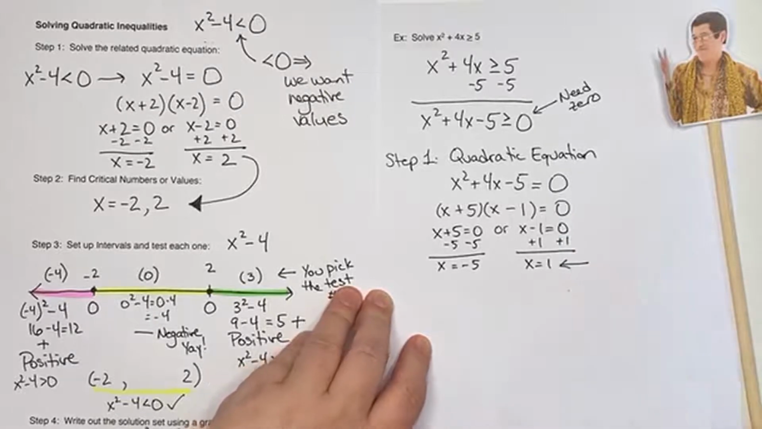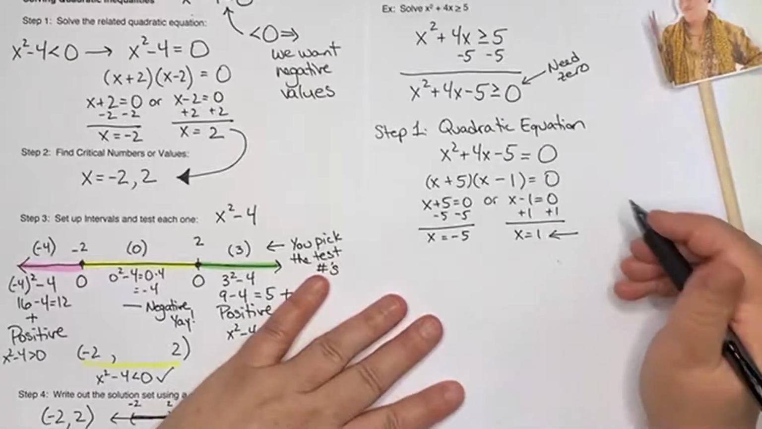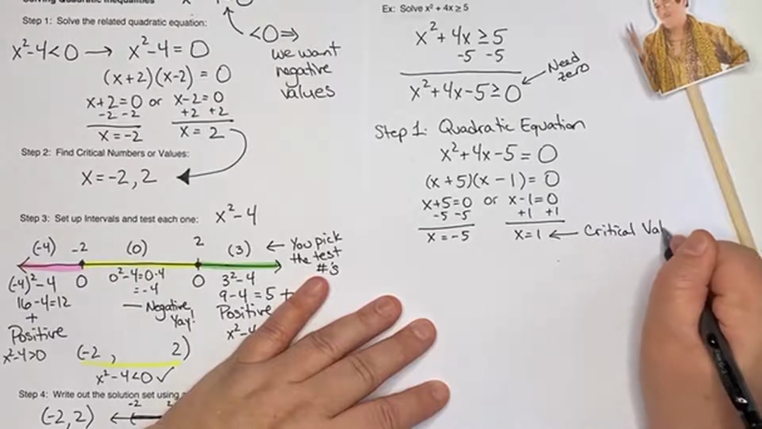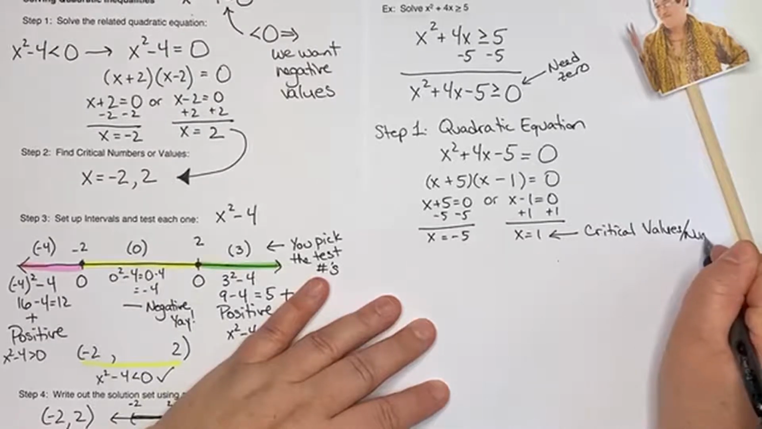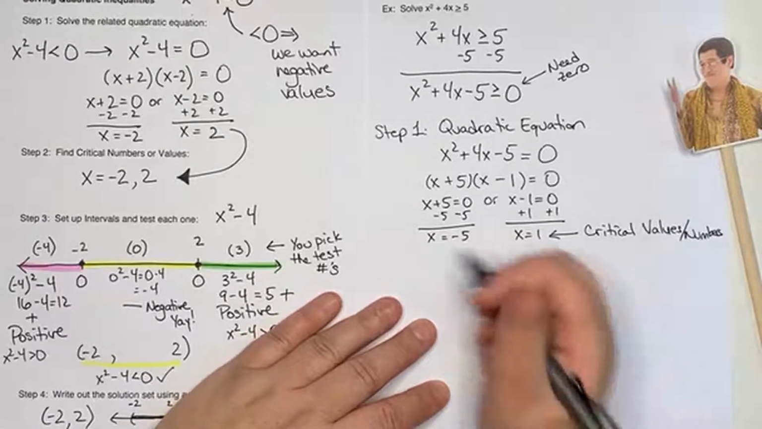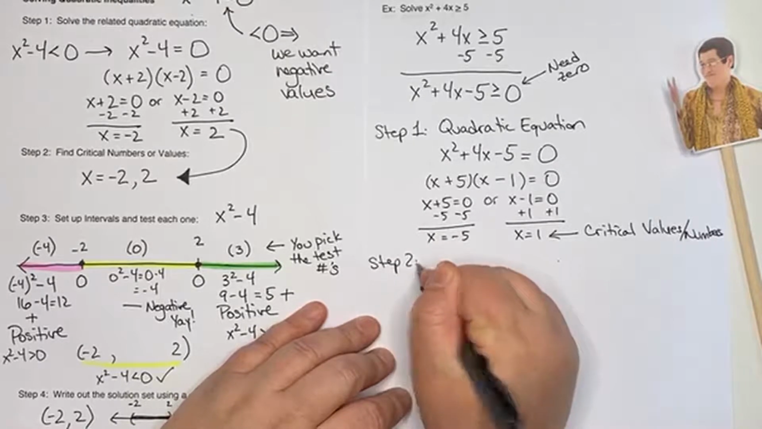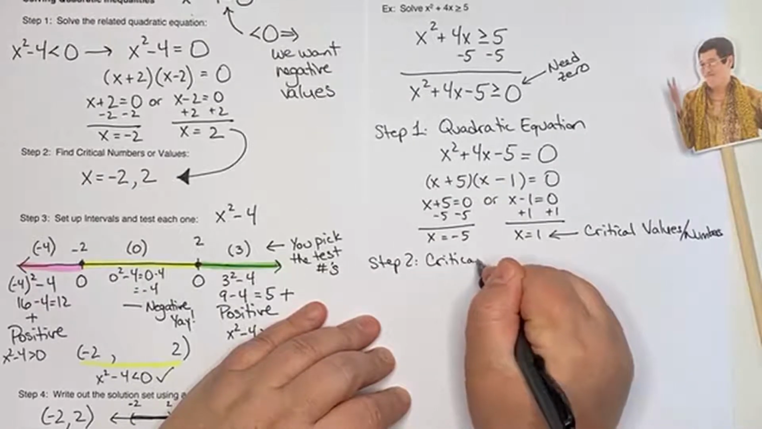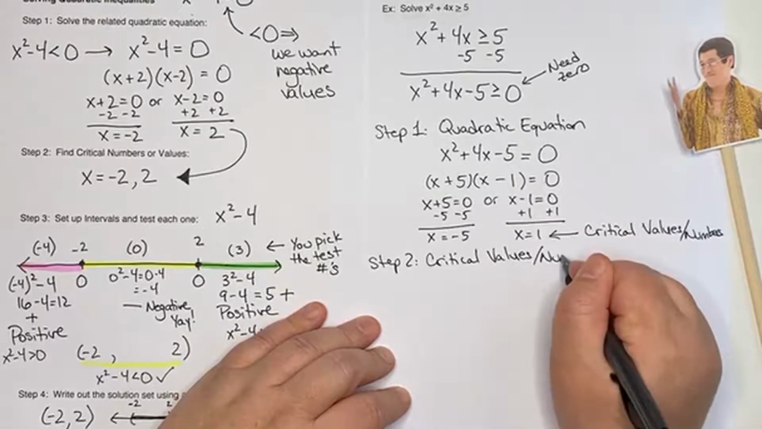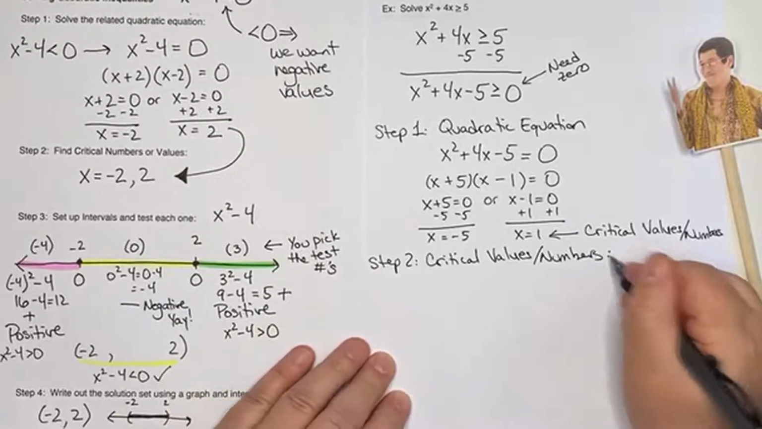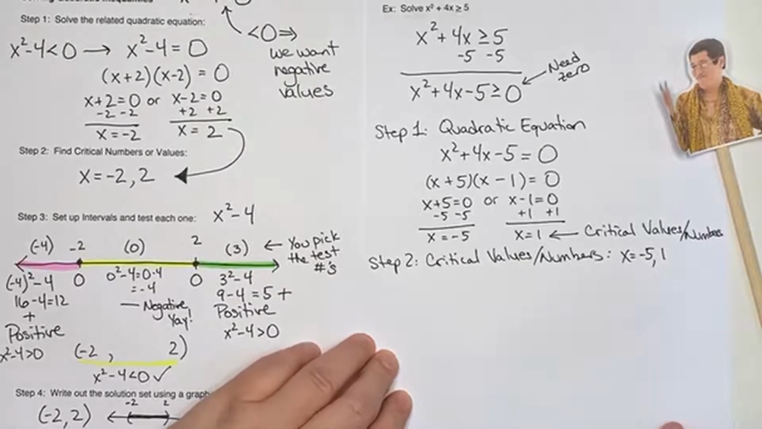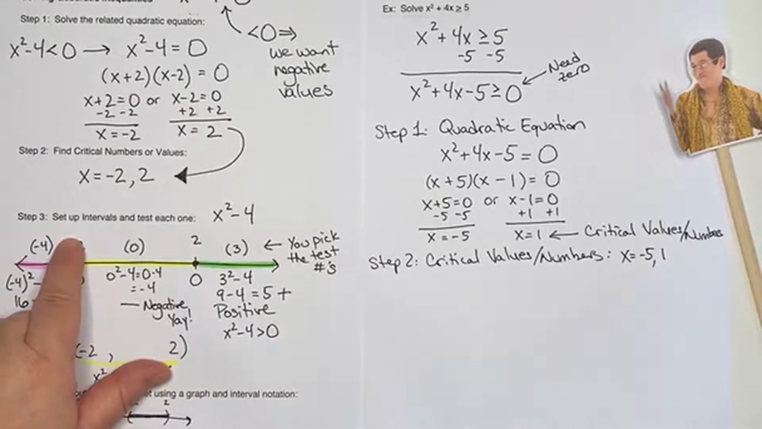And that will give me step 2, the critical values / numbers. Sorry, I got a little squished there. Okay, so step 2, critical values / numbers. And those are x equals -5 and x equals 1. Okay, step 3, set up intervals and test.